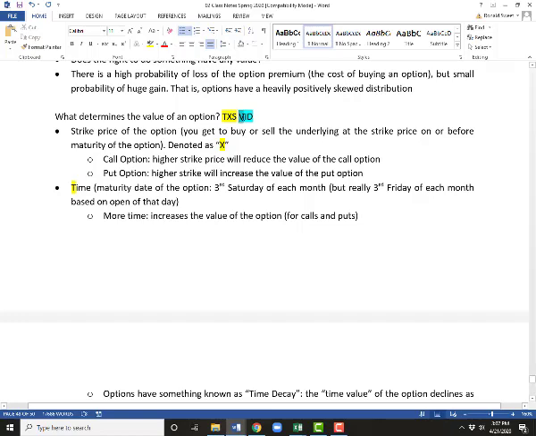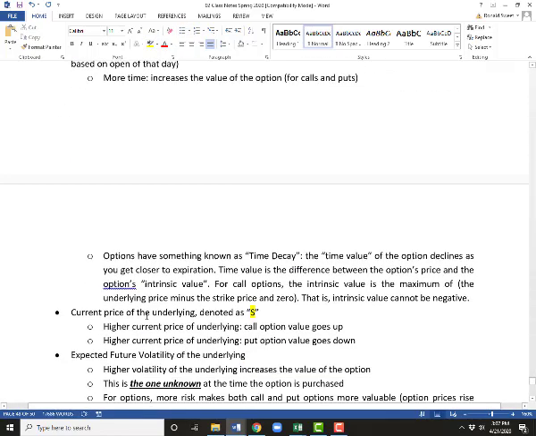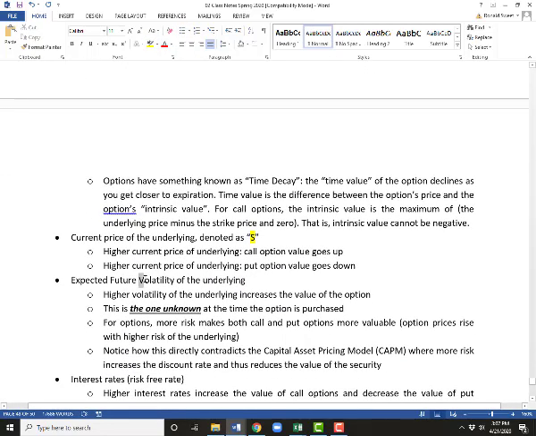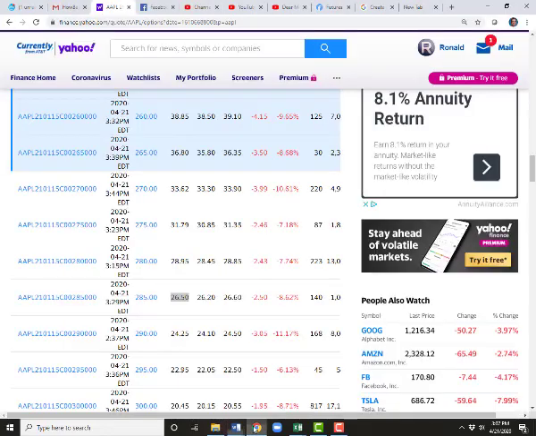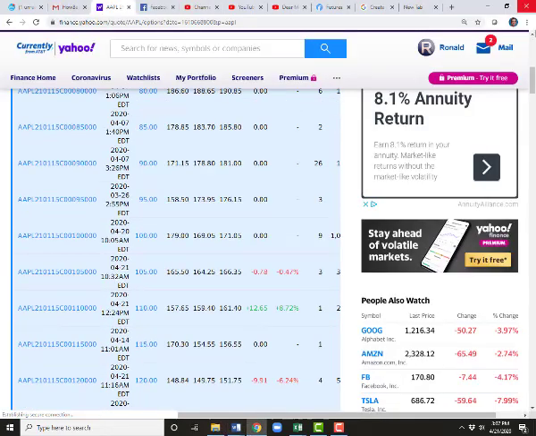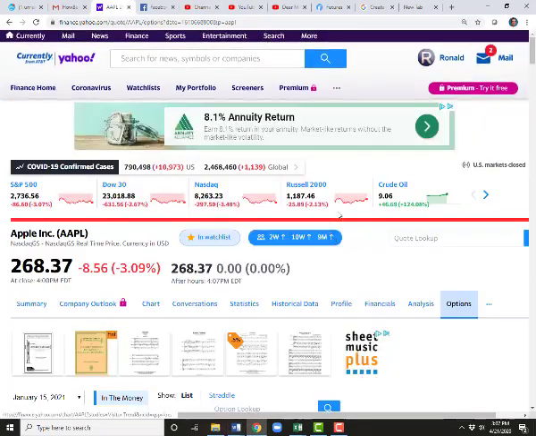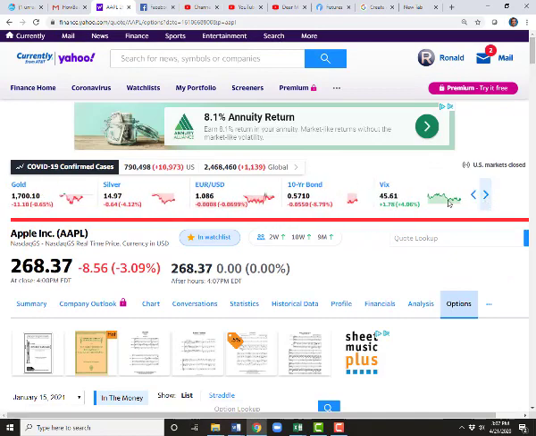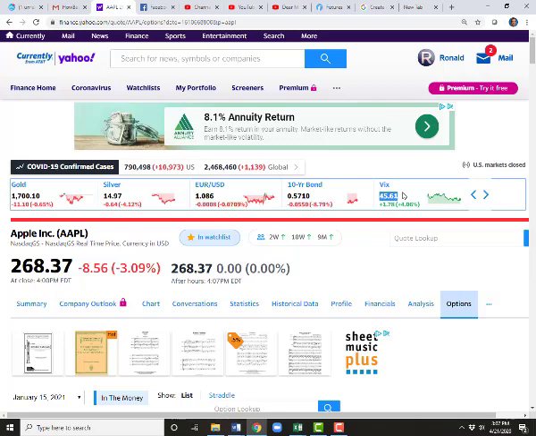All right, the next one is volatility, V. So volatility is not how volatile the stock price has been, but it's how volatile we expect the stock price to be going forward. You'll notice in Yahoo Finance, they have something called the VIX index. If you go up to the top, here's the VIX. It's at 45.